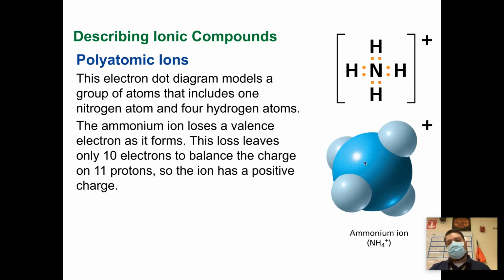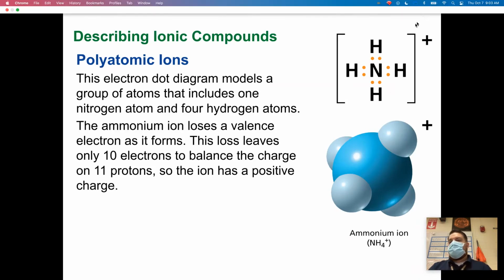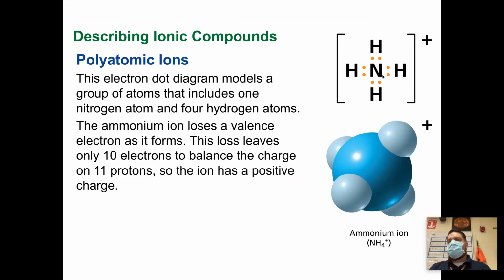So I was trying to do the math real quick, and then I realized, wait a second. If nitrogen has 5 valence electrons, and it gains 4 additional electrons, 1 electron from each hydrogen, that gives you a total of 9 valence electrons. Is that the stable number? No, what's the stable number? 8. That's why it's saying that it loses 1 electron.